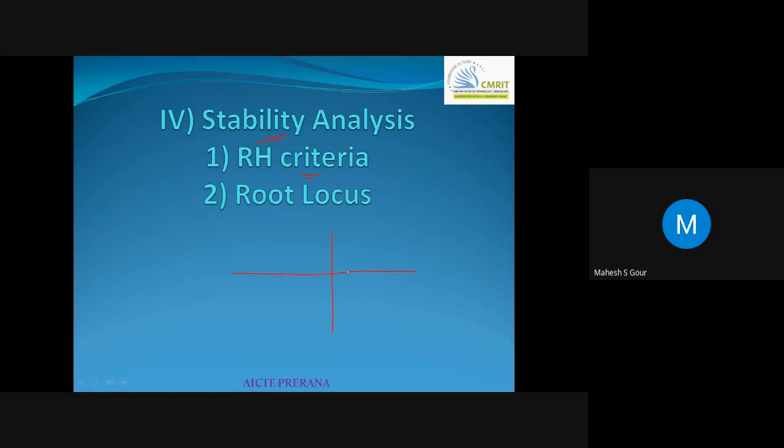Anyone? And that too, as I told, why are only poles chosen for checking the stability, not zeros, right? Anyone? Why are poles used to check the stability, not zeros? Poles remain same, sir. That's why.